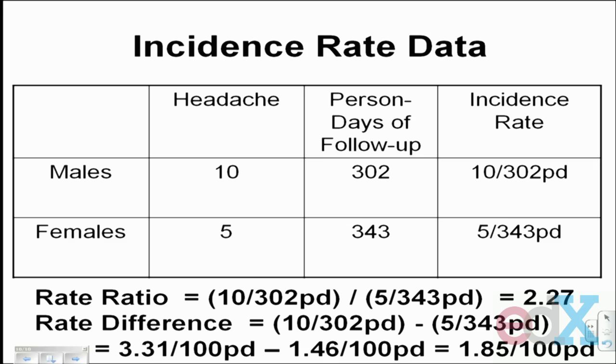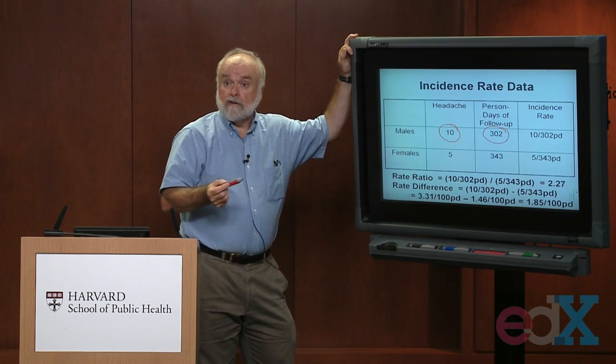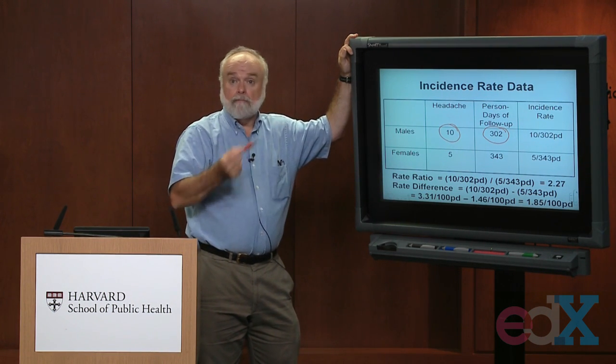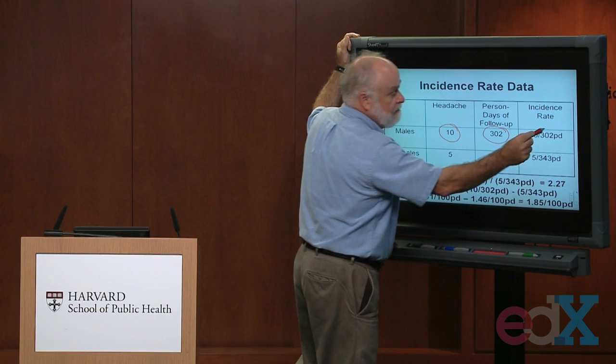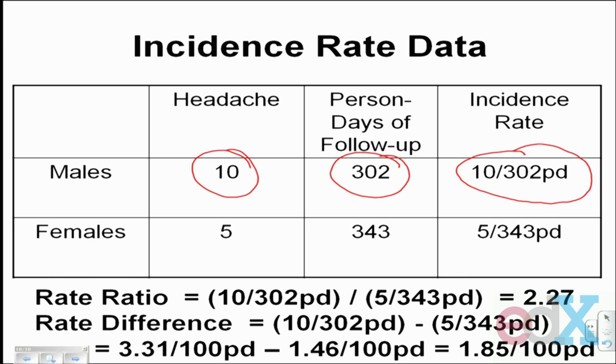An alternative is to look at the incidence rate data to take into account how much time each of the 100 students was followed in this study. We had 50 men in this study. If we count each male's number of person days of observation, we would observe 302 person days of observation, from which 10 cases of headaches occurred. So the incidence rate of developing a headache among the men in this study would be 10 divided by 302 person days.